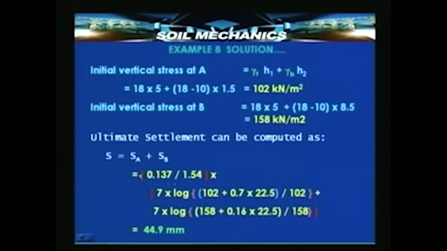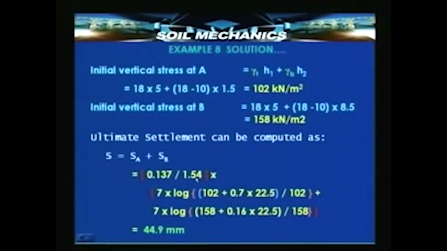Settlement is summation of settlement at A and settlement at B. What is settlement at A? Cc upon 1 plus E0. E0 is given to be 0.4, so 0.54. So 1 plus E0 is 1.54 into the layer, let us say, is doubly draining.